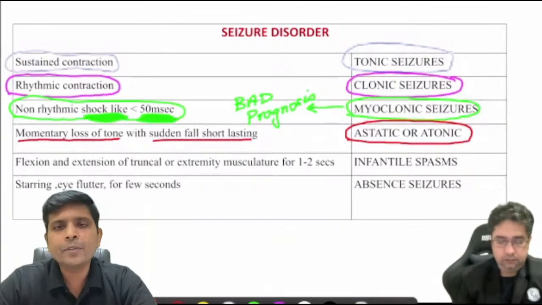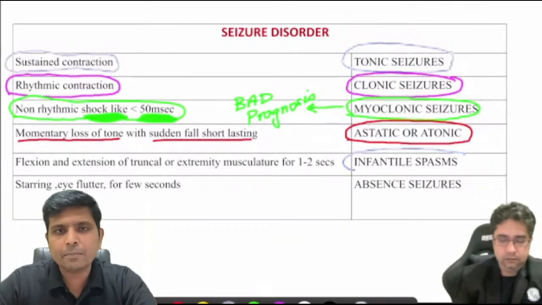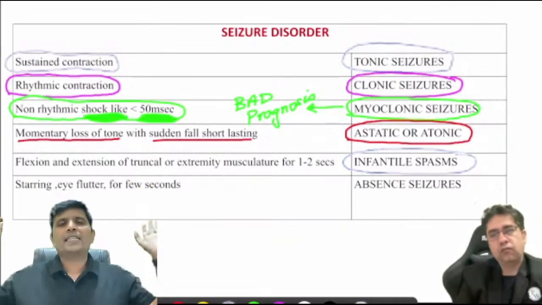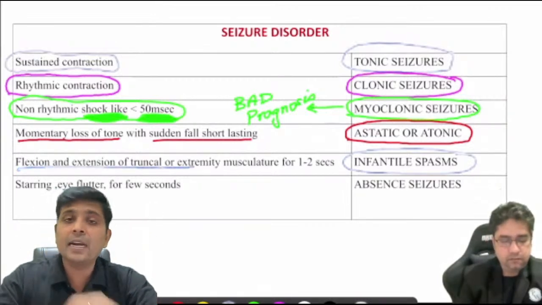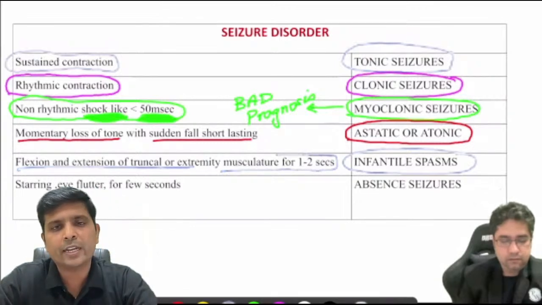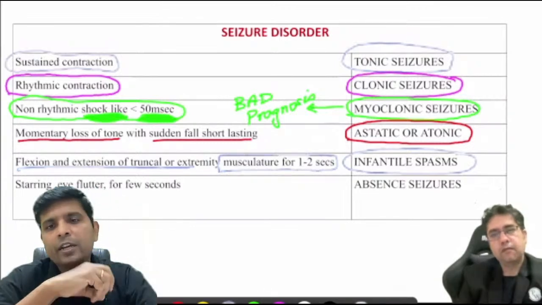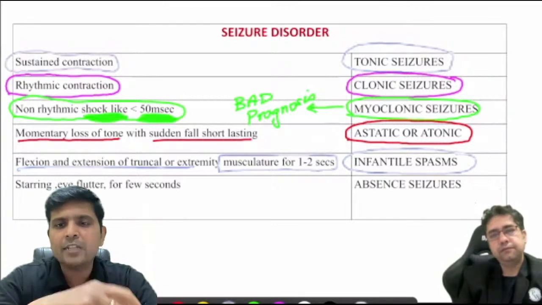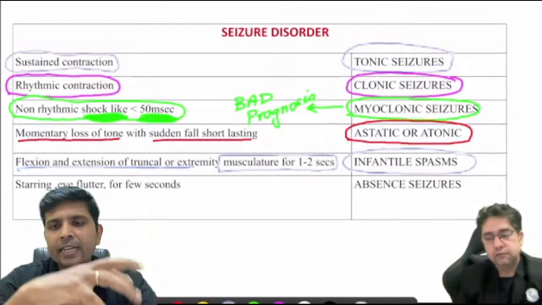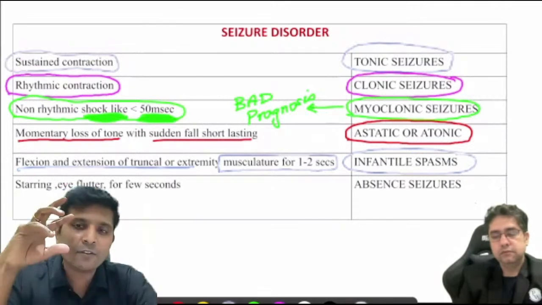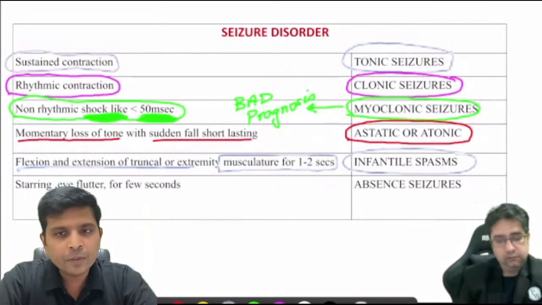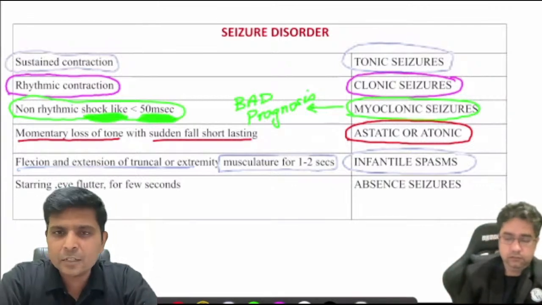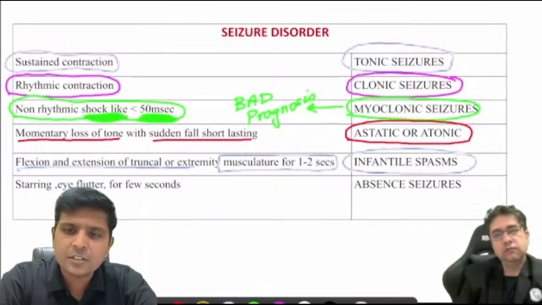And finally, what is called infantile spasms? Infantile spasm means flexion and extension of truncal or extremity musculature, and it lasts for less than 1 to 2 seconds. For videos regarding tonic seizure, clonic seizure, infantile spasm, astatic or atonic, you can find all those relevant videos in our app. Then, you all know that infantile spasms are usually associated with West syndrome.